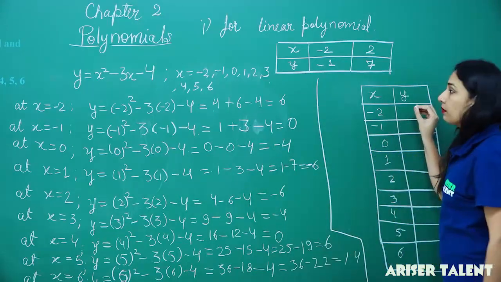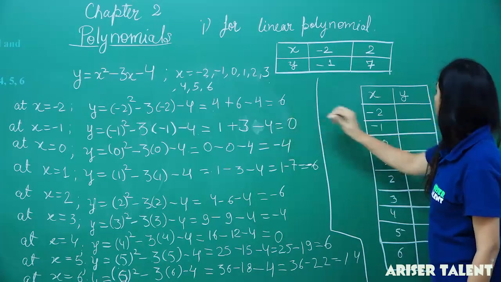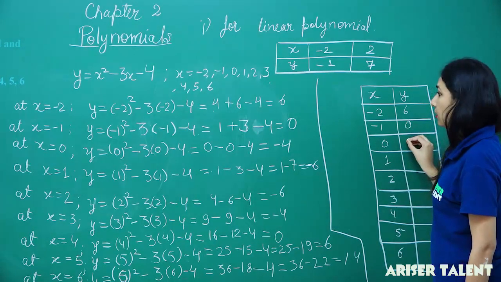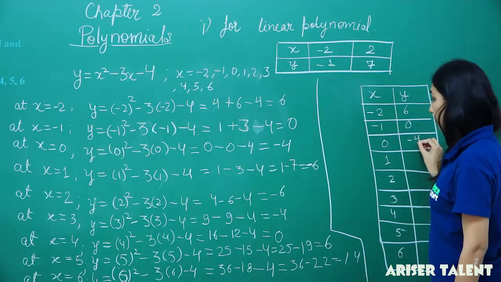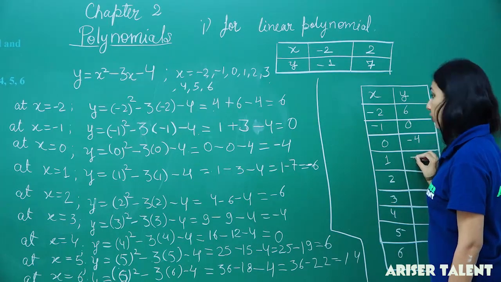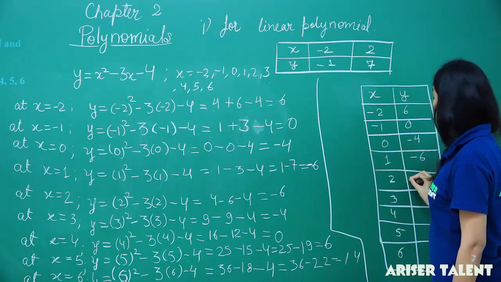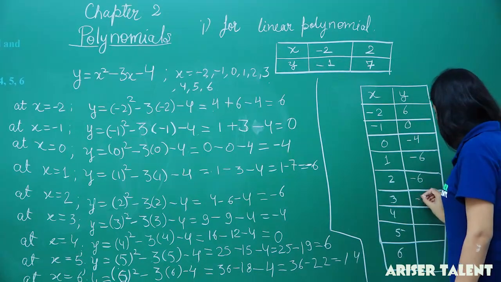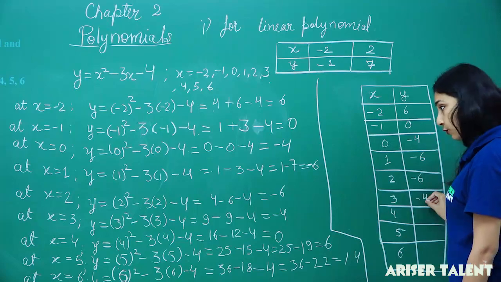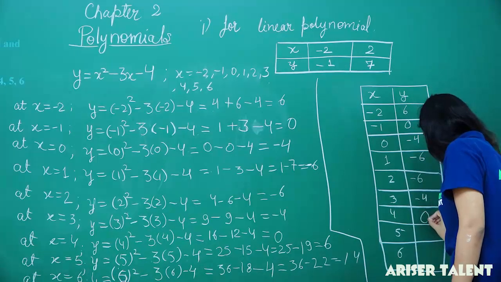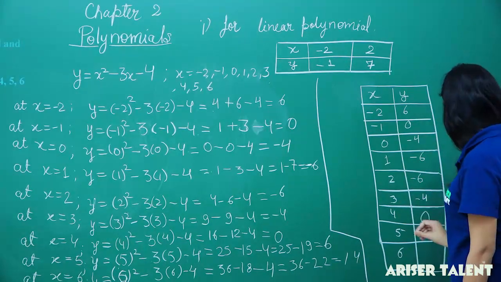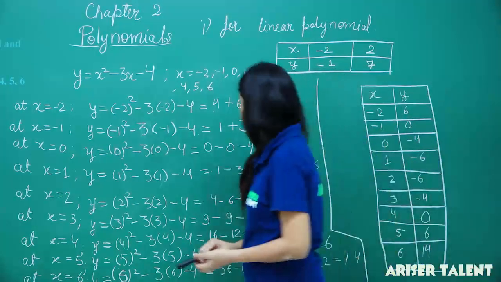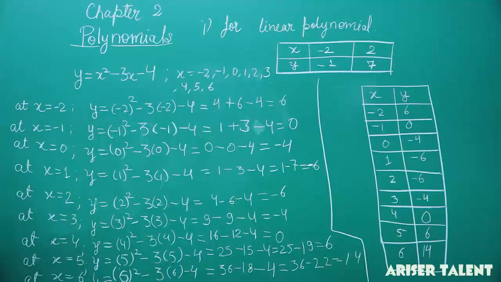Now what values have we got? At minus 2 we get 6, minus 1 is 0, at 0 we have got minus 4, then at 1 we have got minus 6, at 2 we have got minus 6, then at 3 we got minus 4, at 4 we got 0, at 5 we have got 6 and at 6 we have got 14, right? Correct me if I am wrong.